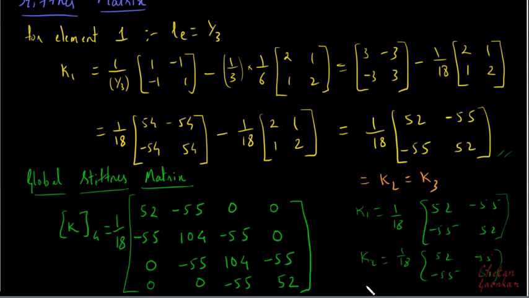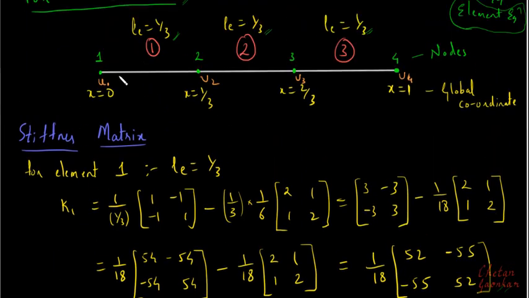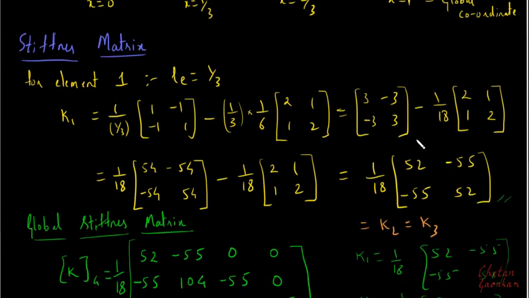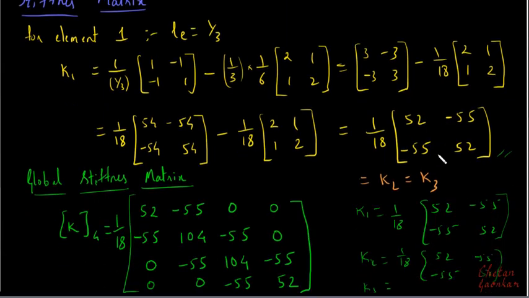And similarly I'll get the matrix for K3 also. But this matrix K1 is applicable only for element 1, which will take care of node 1 and node 2. So this matrix will take care of node 1 and node 2.